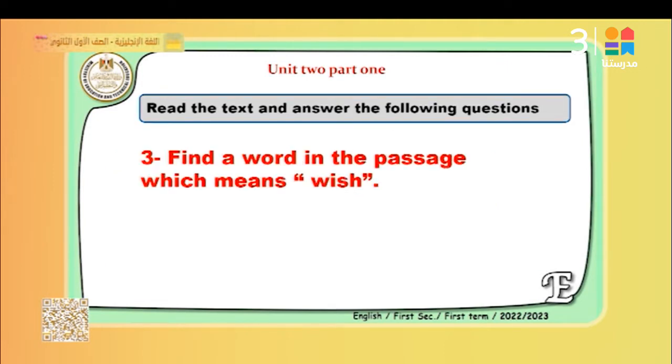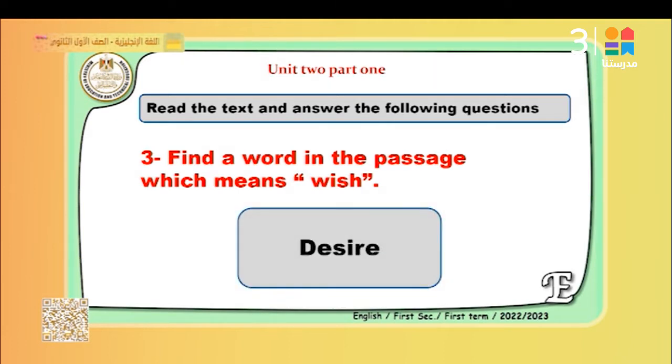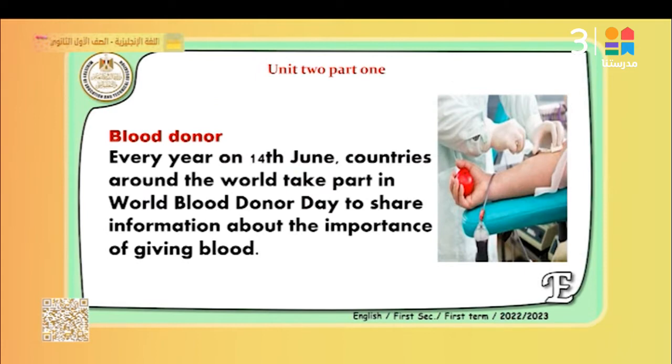Question number 3, find a word in the passage which means wish. We read the passage together. We want a word from the passage which means wish. So wish means desire. We said that desire gives the same meaning of wish. Now we are going to take another text. It's a blood donor.